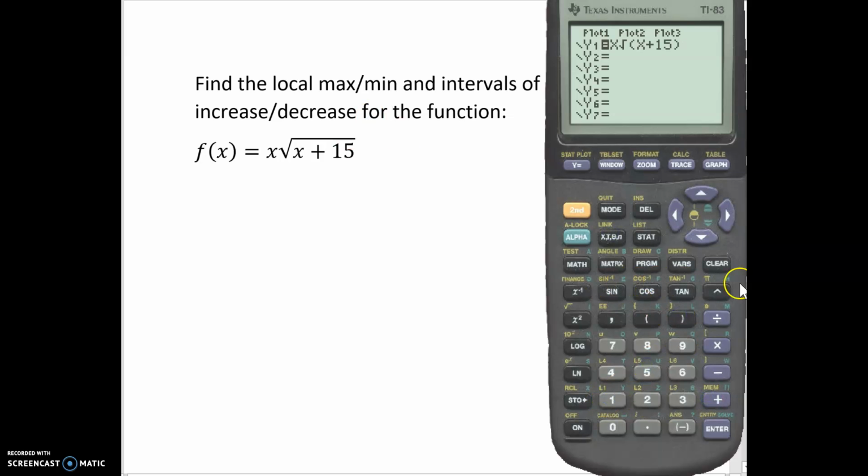Okay, so I've got my function copied in y equals. I'm going to start with the standard window. Wow, that looks like a line. I'm pretty sure that's not what this will look like since it involves a square root. So I'm thinking I probably need to adjust my window.